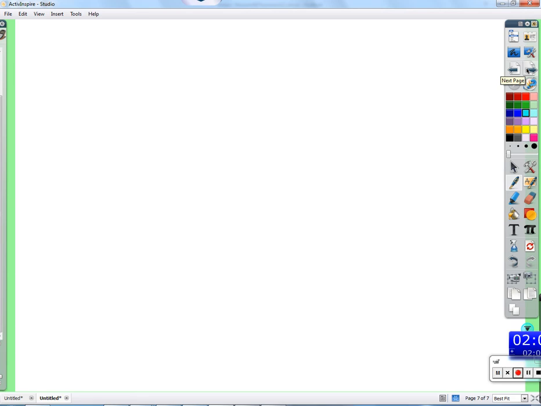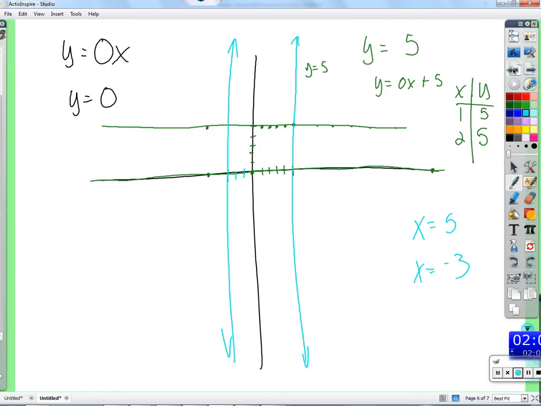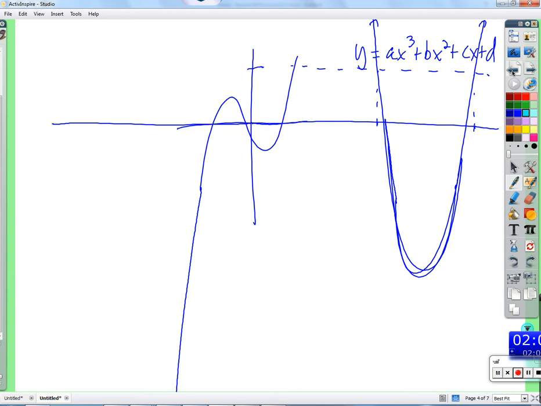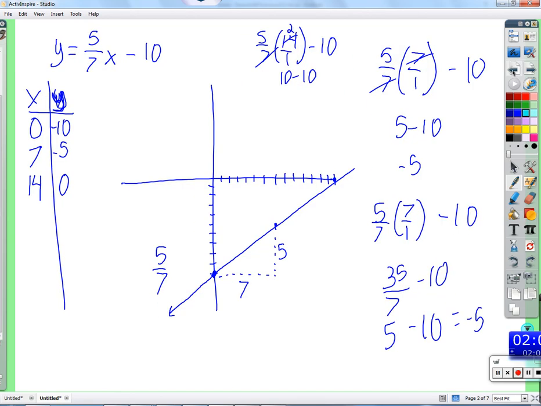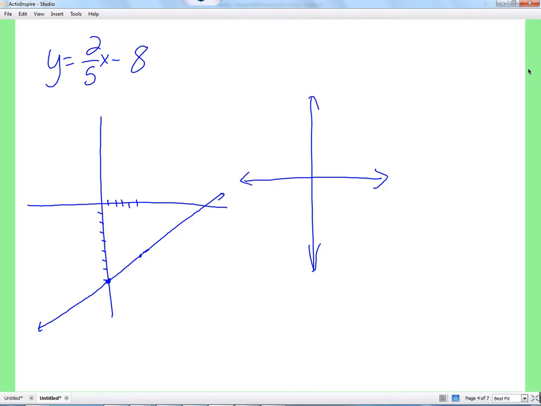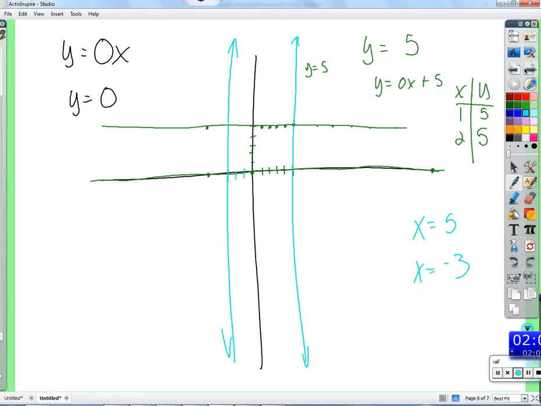Horizontal lines. What kind of a slope does a horizontal line have? We gotta think rise over run, right? Zero rise. There's our rise over run, up 5 over 7. So if we try to count that slope out on a horizontal line, it would be zero over, it doesn't matter, really. It would just be zero.